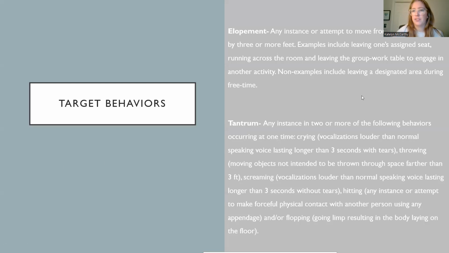His target behaviors include elopement and tantrum behavior. Elopement in this case is any instance or attempt to move from a designated area by 3 or more feet. His teacher does allow him to move around his seat during instructional time, but he just can't leave by more than 3 feet. Examples include leaving one's assigned seat, running across the room, and leaving the group work table to engage in another activity. Non-examples include leaving a designated area during free time.